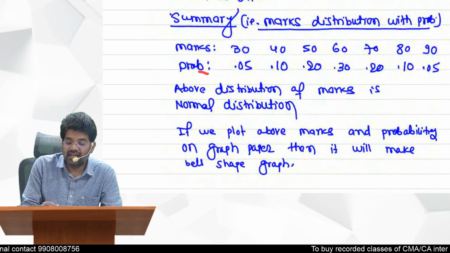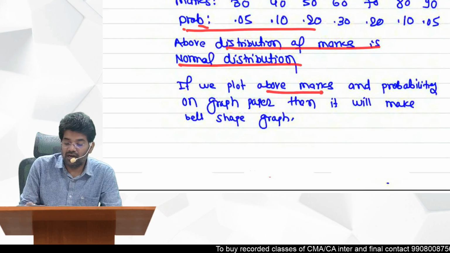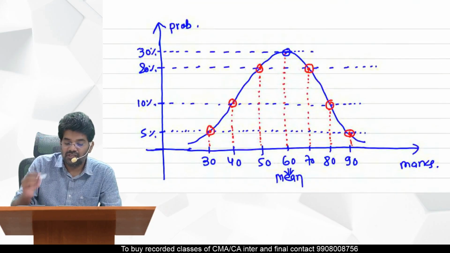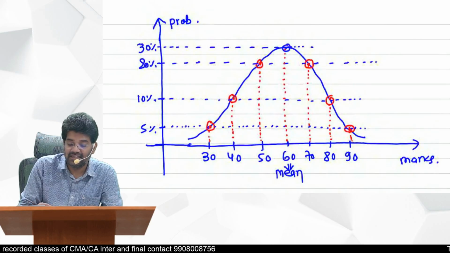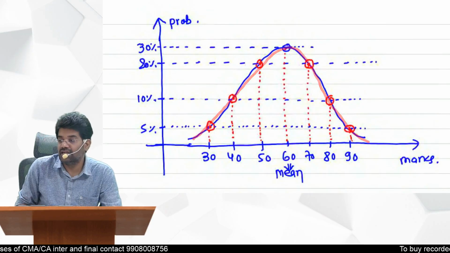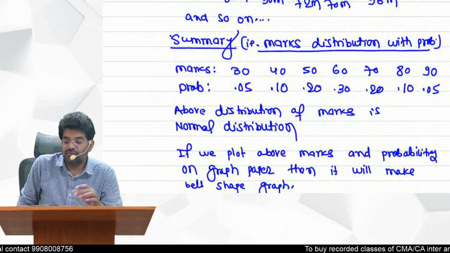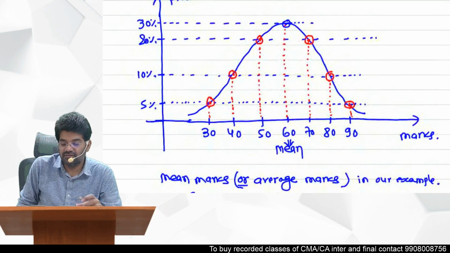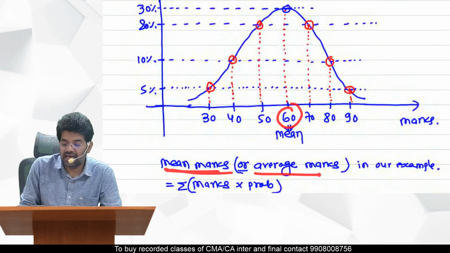The distribution of marks we calculated here is a normal distribution. If we plot the marks and their probabilities on graph paper, it will make a bell-shaped graph. If you plot all those marks, 30, 40, 50, 60, 70, 80, 90, with their probabilities, you will see that bell-shaped curve. Here 60 represents the mean, the average marks.